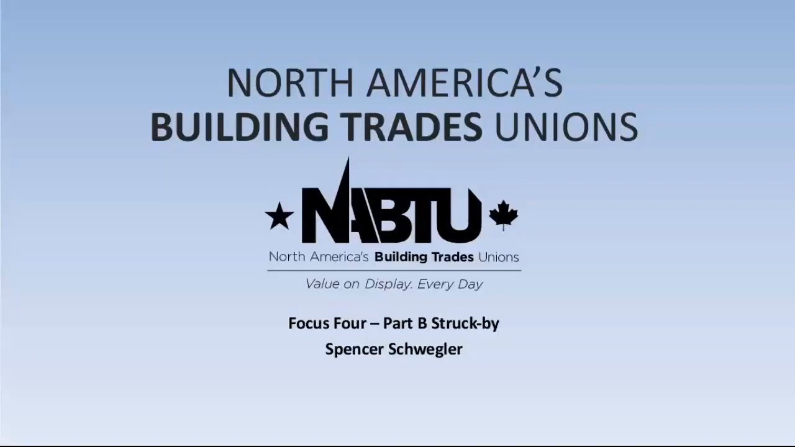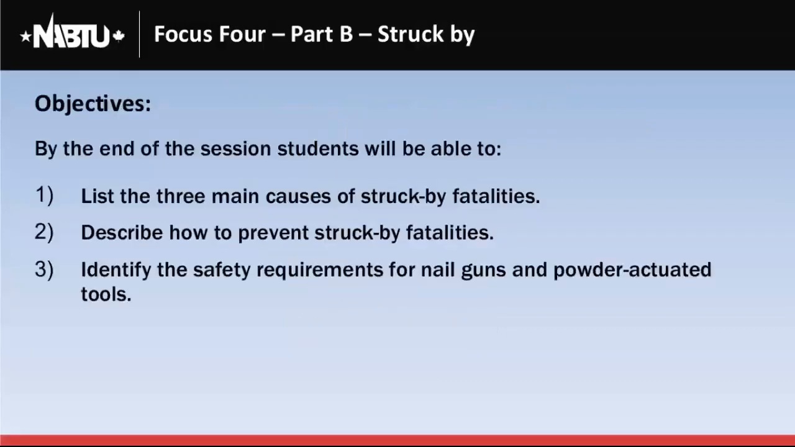So part C and D will be coming up, covering those other two things. We're going to talk about struck by right now. So by the end of this session, you guys are going to be able to list 3 main causes of struck by fatalities on construction sites and describe how to prevent those struck by fatalities and identify safety requirements for nail guns and powder actuated tools. You may wonder, what on earth is a powder actuated tool? When we get there, I'm going to tell you all about it.